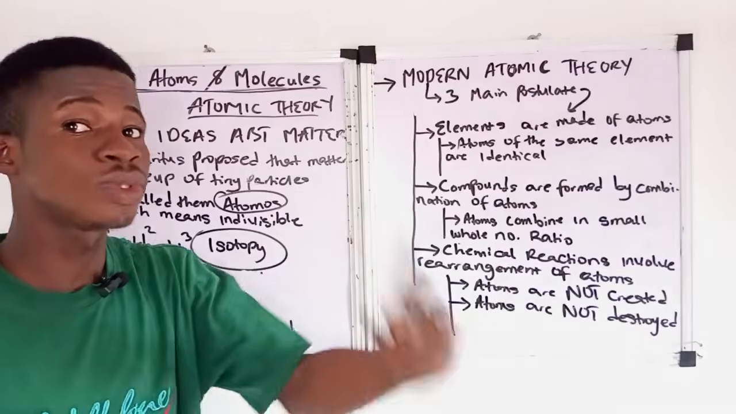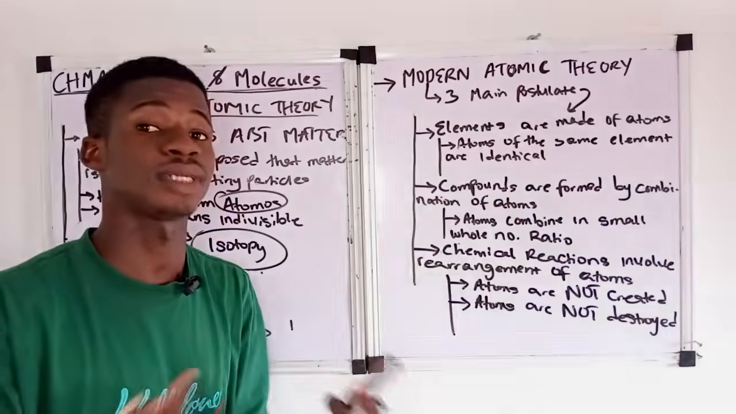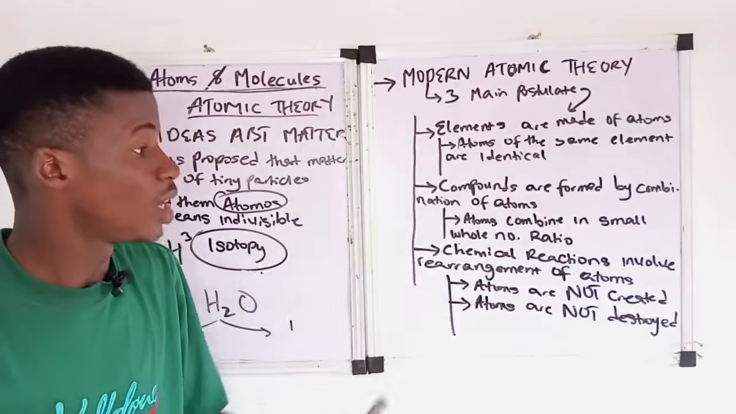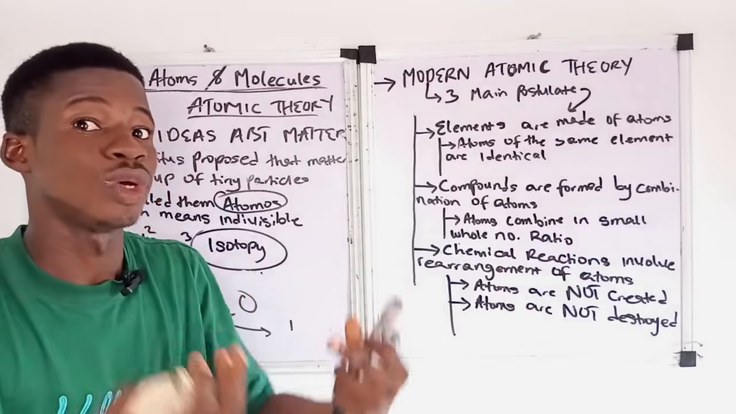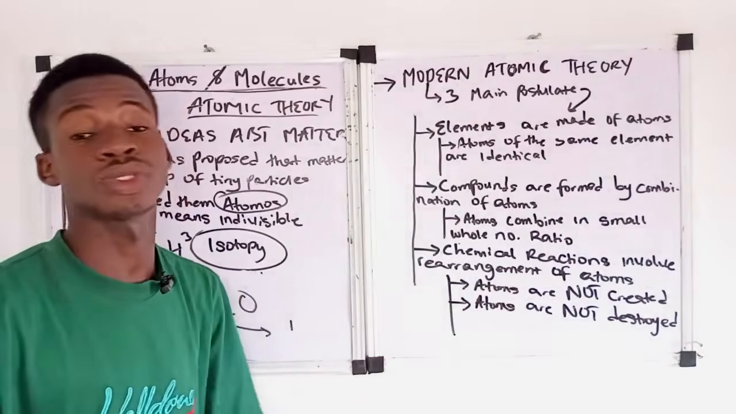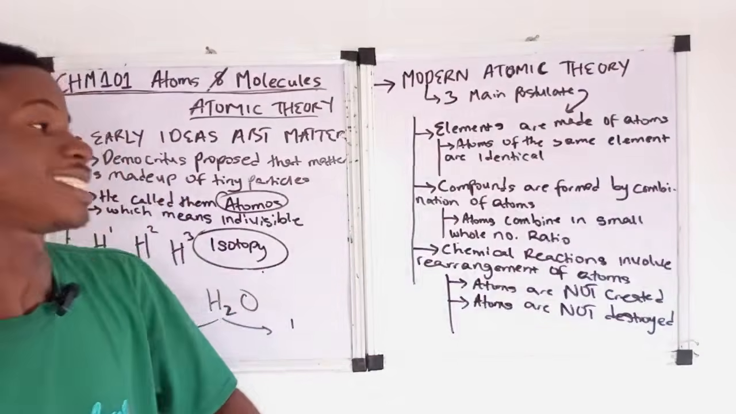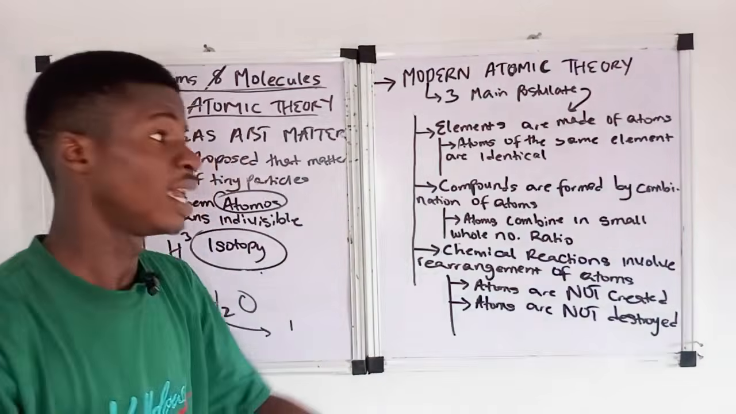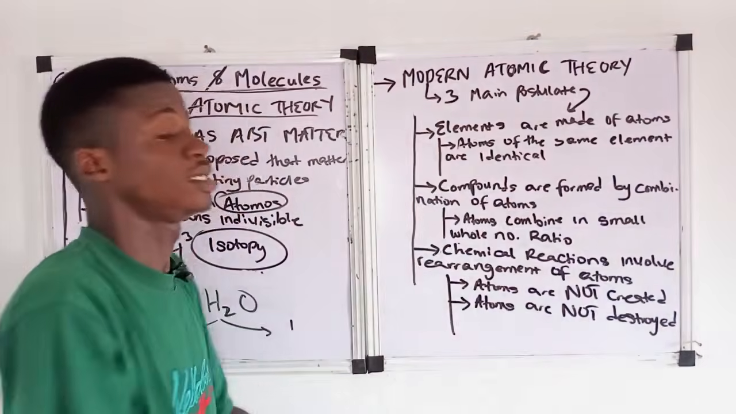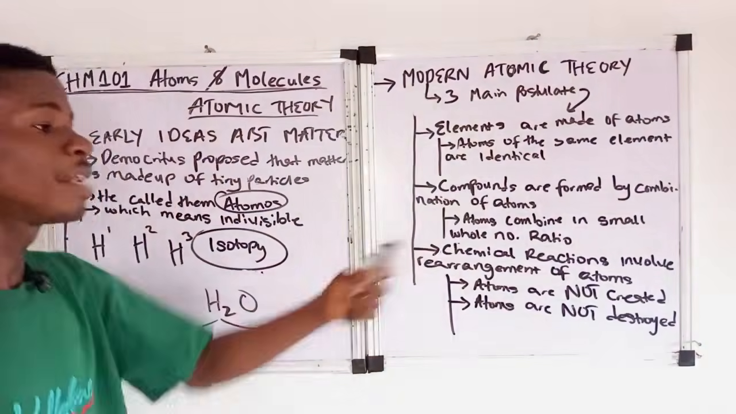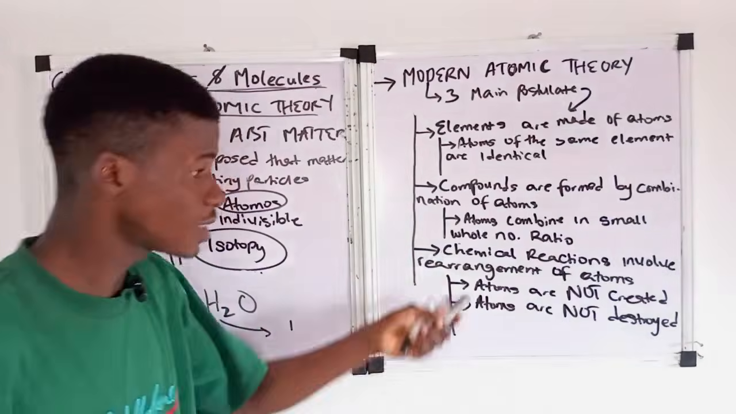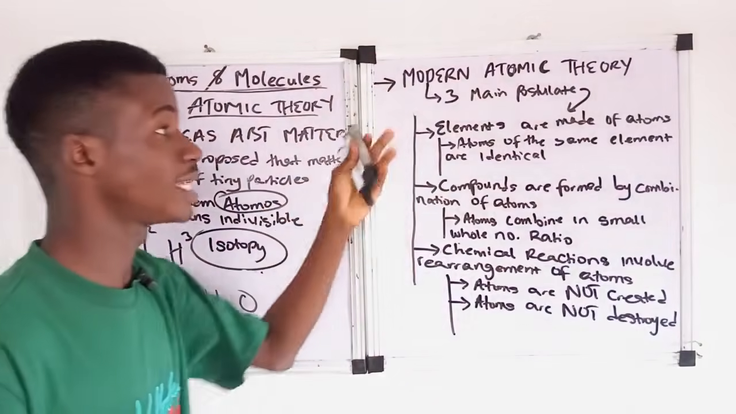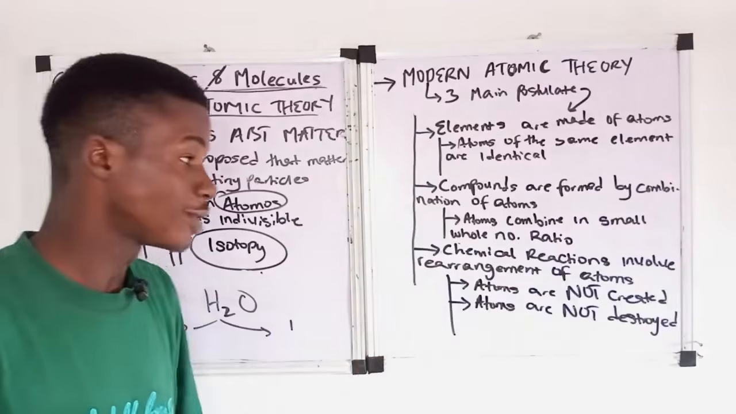But in organic chemistry, this postulate is not regarded to be true, because atoms combine in large whole numbers. So this postulate is not completely true either. But if you are asked to state the theories, state it the way it is. Chemical reactions involve rearrangement of atoms. Under this part, atoms are not created and atoms are not destroyed. These are the main postulates about the atom given by John Dalton.